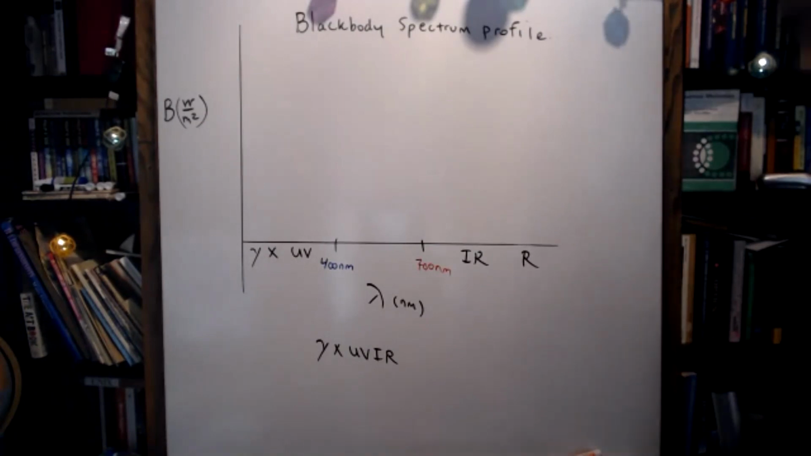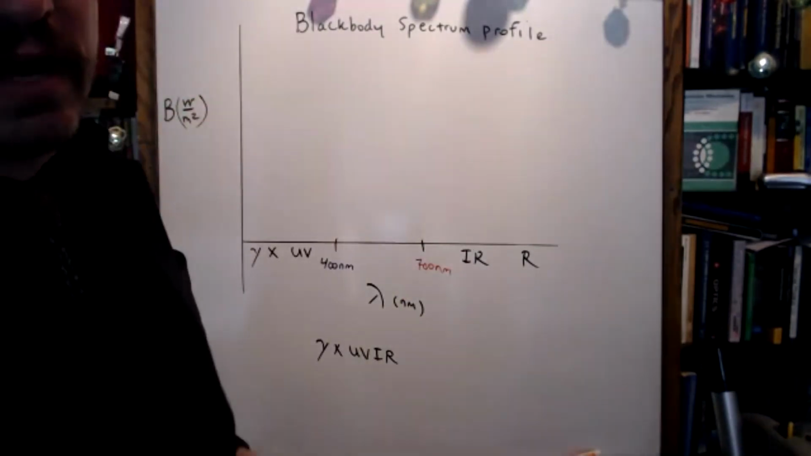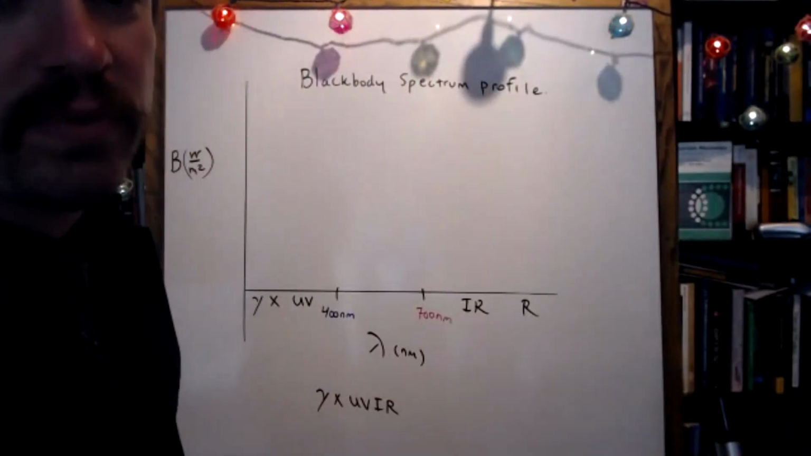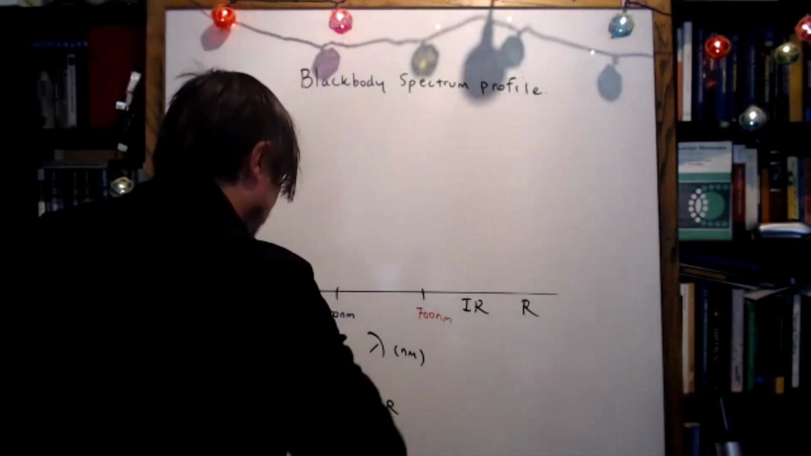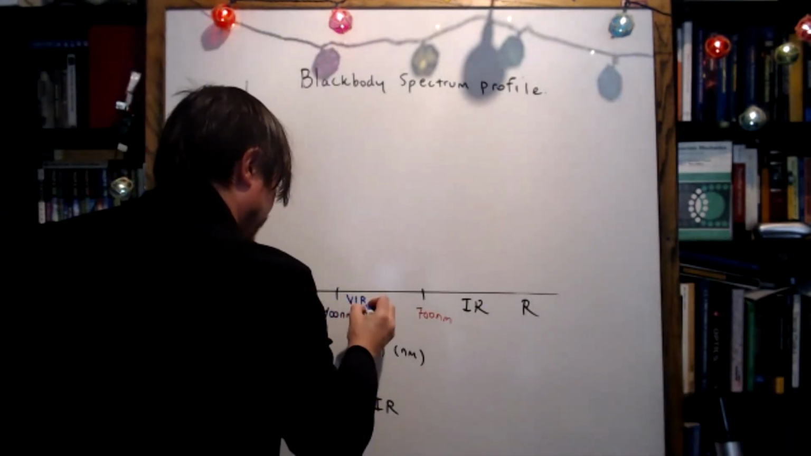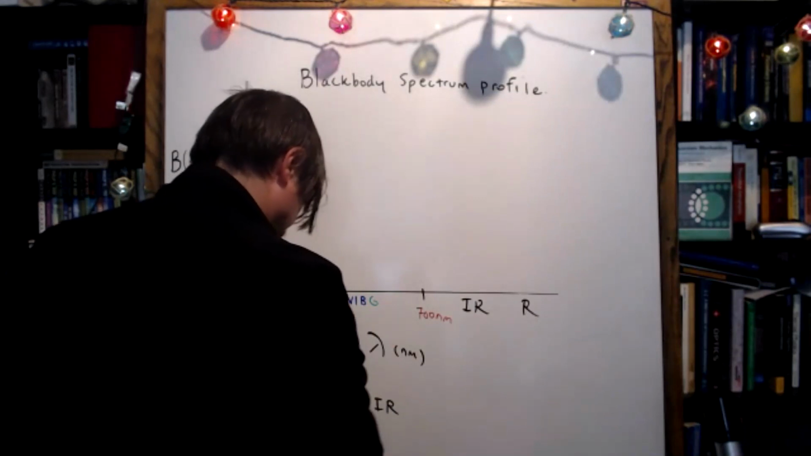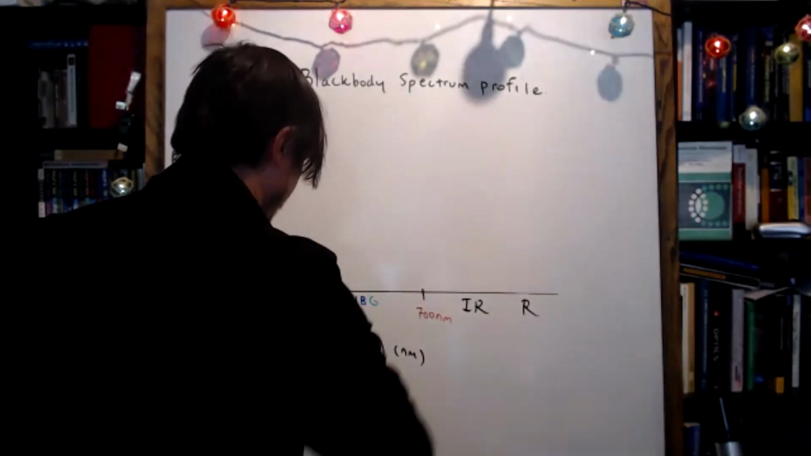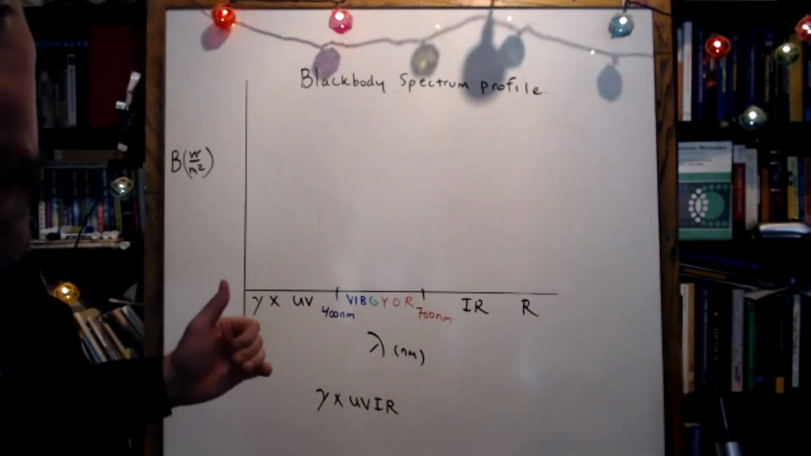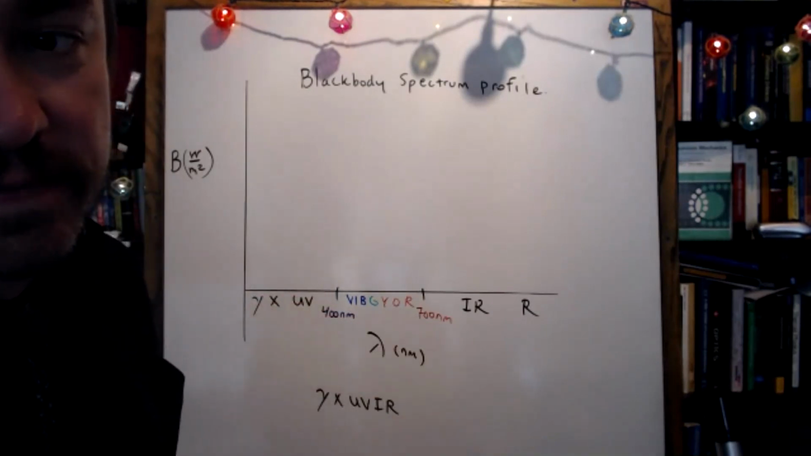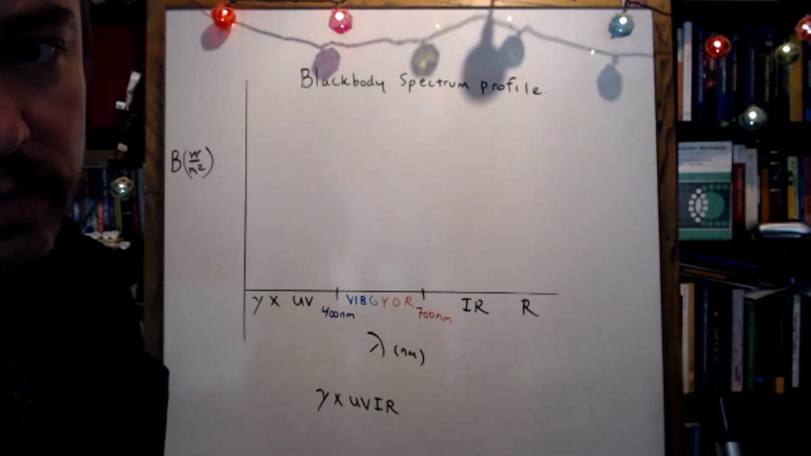Well, okay, but what would the graph look like? Let me try this a different way. Do you know what the graph would look like if all the colors had the same brightness or intensity? So this is VIBGYOR over here. What would the graph look like if every color had the exact same brightness? Straight line? Yeah, that's right.